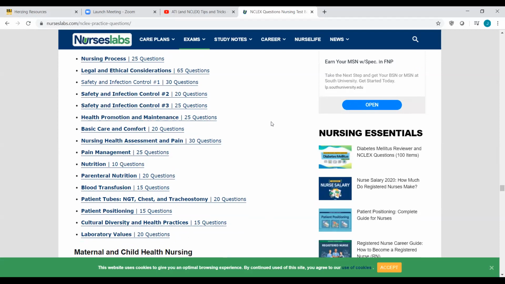Look at these categories here. What do you think you would need more help with? Probably patient tubes. Okay, so like the NG, chest and trach stuff. Yes. All right, let's look at that one. Let's see what that looks like.